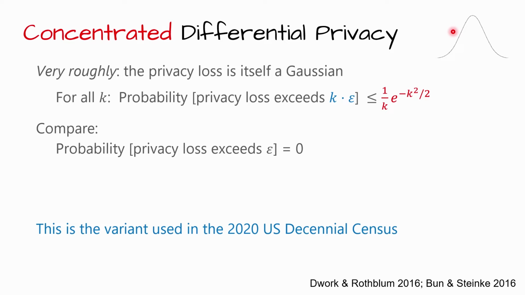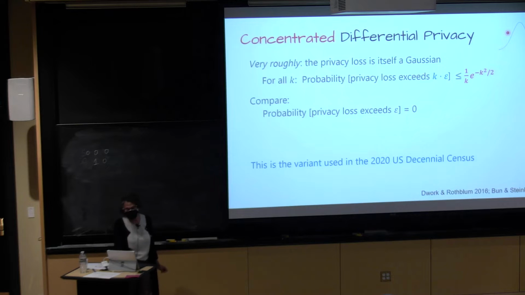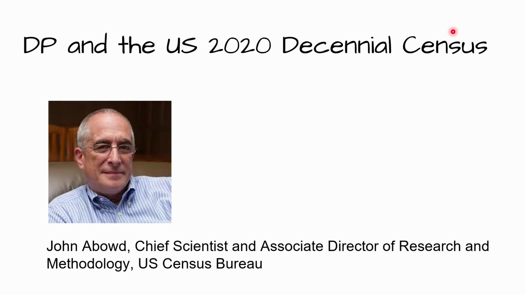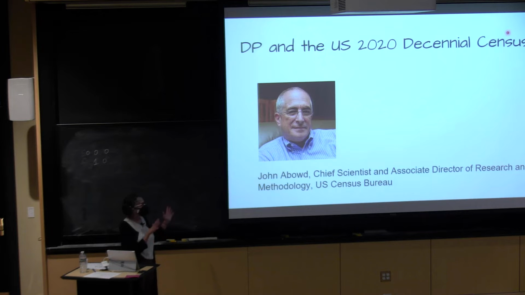And in fact, this notion, cleaned up by Bun and Steinke, is the variant that is used in the 2020 US decennial census data. So that brings us to the rest of the title of the talk. We've talked about differential privacy. Now we're going to talk about the US Census.